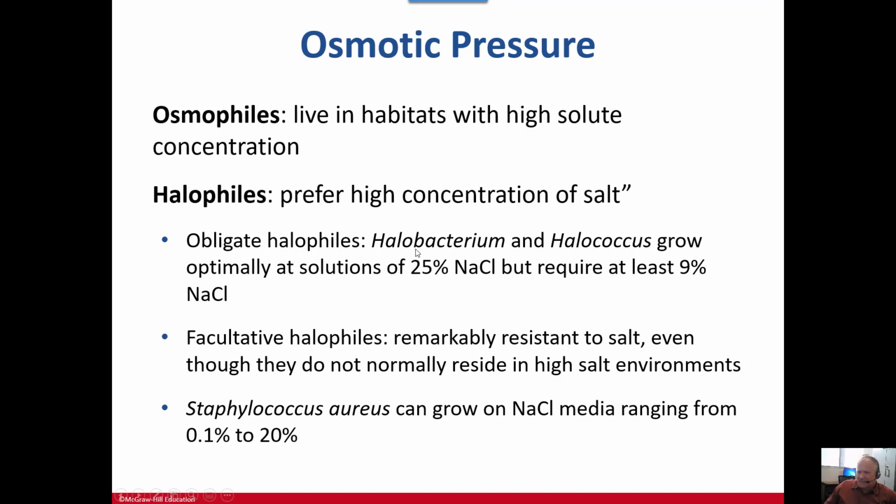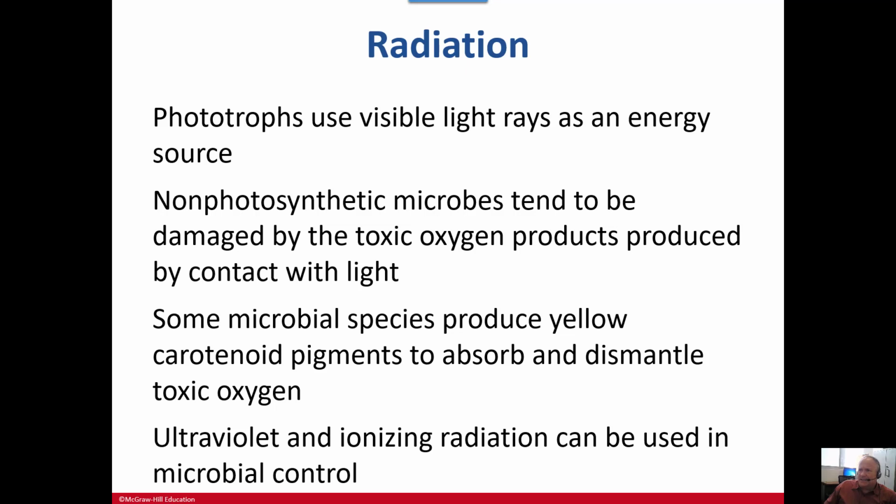Obligate halophiles like Halobacterium and Halococcus typically grow in 25% salt. Facultative halophiles are resistant to salt, even though they normally don't reside in those environments. And Staph aureus can grow on sodium chloride media ranging from 0.1 to 20%, which is quite amazing, as we've seen Staph doing that in the lab.